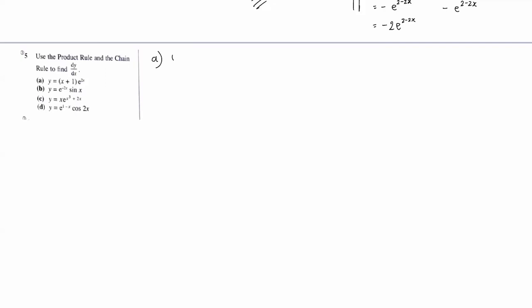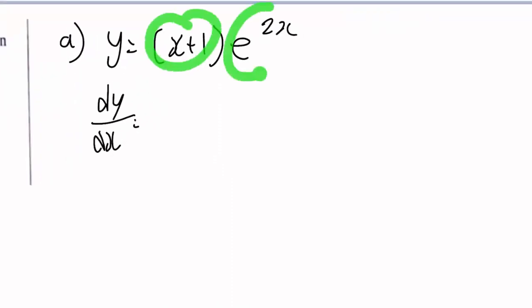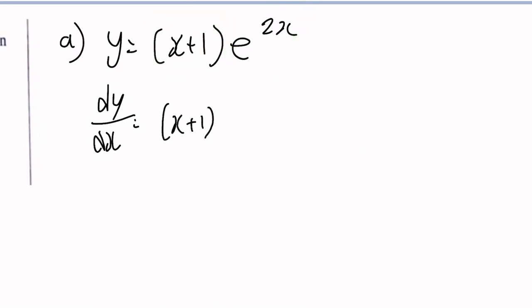Okay, let's try this now. x plus 1 times e power 2x. I'll go through this one quickly. For this times this, you see that it is a product. So you can just take one, differentiate the other. Differentiate e power 2x, you keep it, then you differentiate the 2x, so you get a 2.